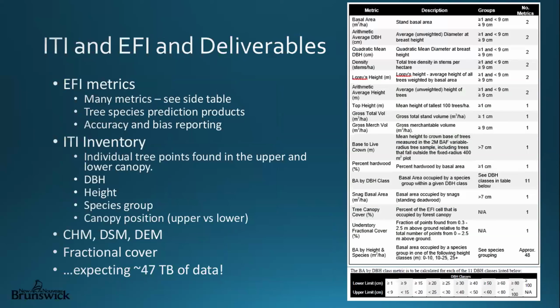So with this particular project, we're getting a lot of deliverables. We know we're going to get the traditional EFI metrics, and there's going to be a mess of them. There's a table outlined on the right-hand side there. And of course, we're going to get the accuracy and bias reporting to give us a level of confidence on those predictions. But we're also going to get an ITI inventory where we're going to get an individual feature class of tree points in both the upper and lower canopy. And for each tree, we'll have the cornerstone metrics, as well as the species composition, the actual assigned species or species group. So we're really excited about that.